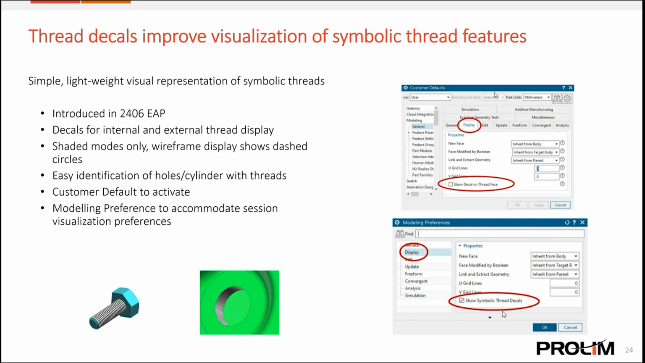This was introduced in 2406, with decals for internal and external threads display, and that's currently all we have. It's only available in the shaded modes. The wireframe display shows dashed circles as it usually does. You can also choose whether to have it active or not in your customer defaults, as I just mentioned, and you can set your modeling preference to accommodate your session visualization preferences. If you go into your preferences, it'll just save it for that particular session. It's not going to keep it for every session onwards. So if you're just trying to do this once or just take a look at it, I would recommend going through your modeling preferences, and not your customer defaults.